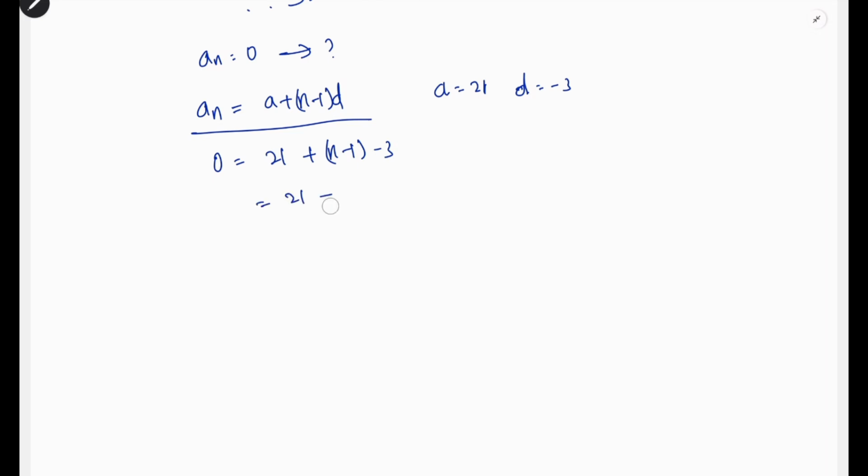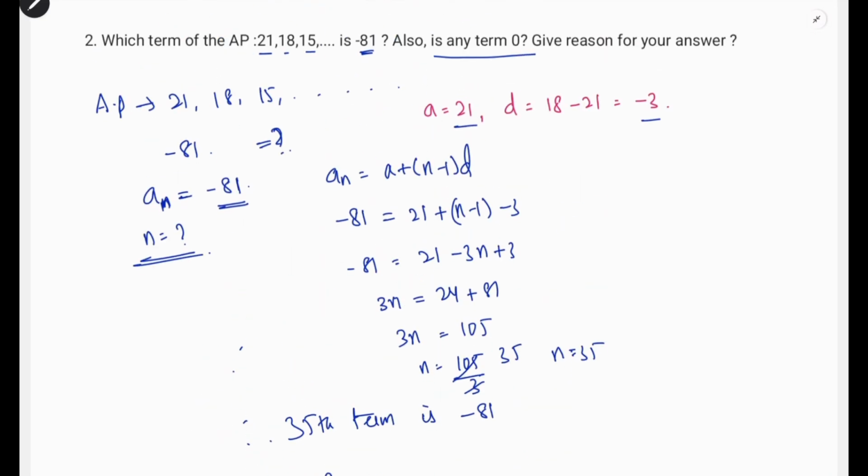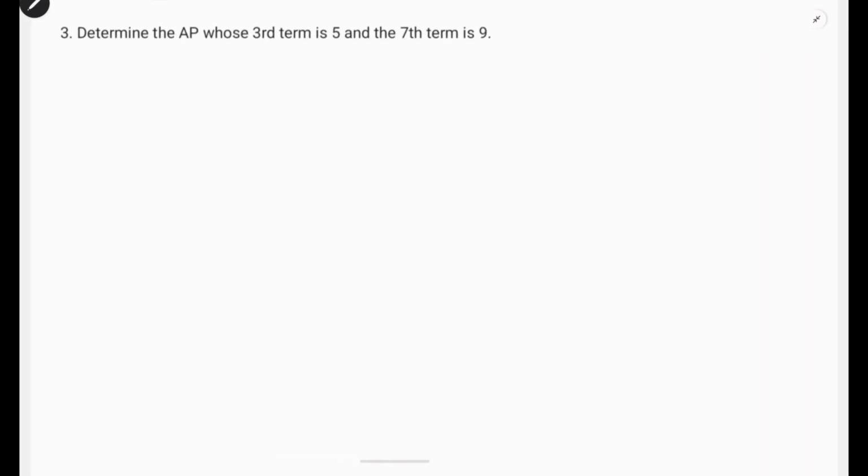21 minus 3n plus 3 equal to 0. 3n equal to 24. n is equal to 8. 24 by 3, it is 8. So the 8th term is equal to 0. Okay, we'll move to the next one.